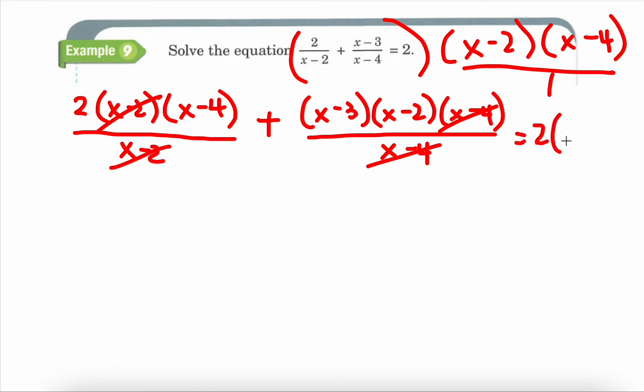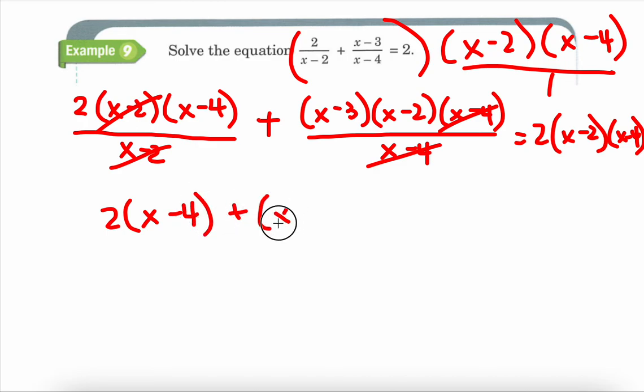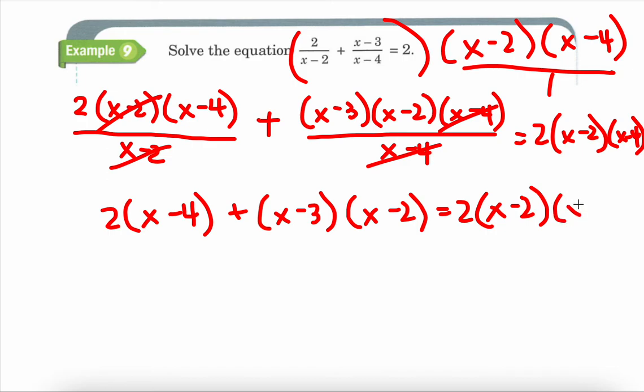This 2 also had to multiply by x minus 2 and x minus 4. Running out of room here, but you get my point. See if I can squeeze that in. X minus 4. Okay. So then at the end, I get 2 times x minus 4 plus x minus 3 times x minus 2 equals 2 times x minus 2 times x minus 4, after we simplify, since some of these terms got canceled.